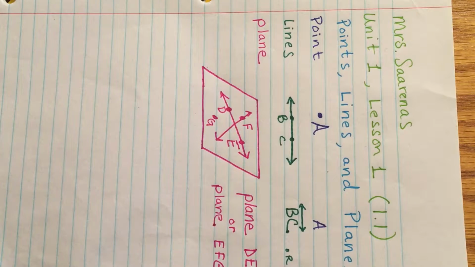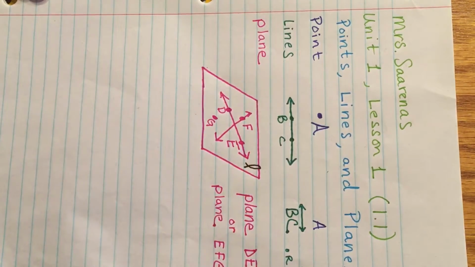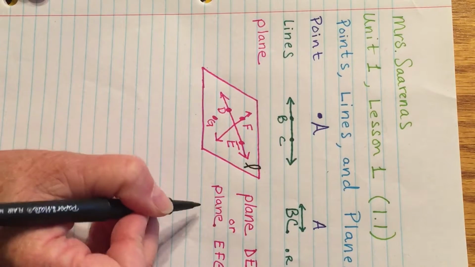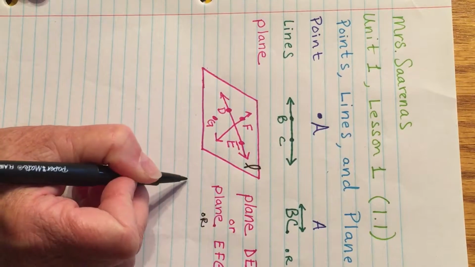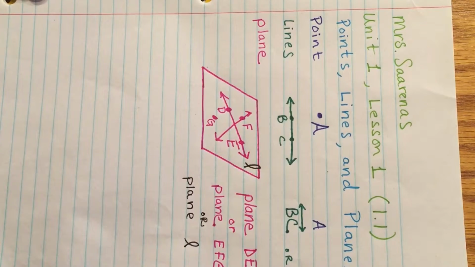Sometimes a plane has an italicized letter on its surface. For example, I might use a little italicized L. In that case, we could call this plane L.